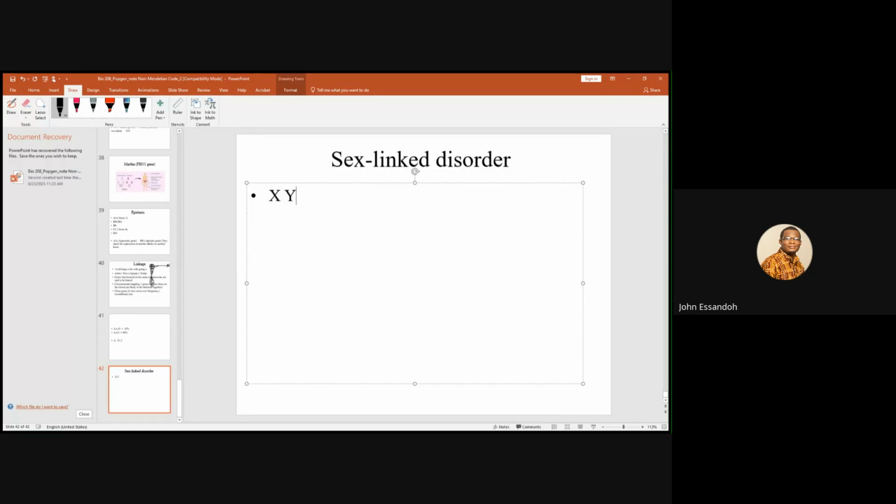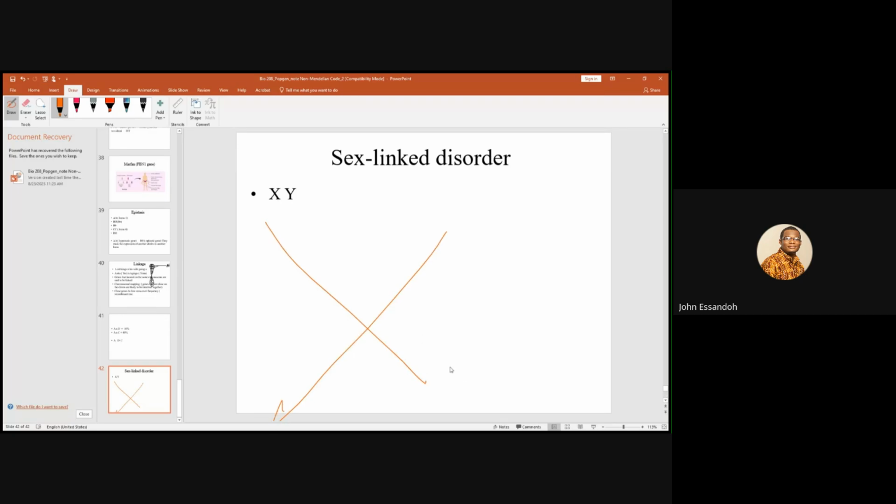Now, look at the size of the X and Y that I'm going to draw. X is as big as this, and look at the size of Y. The Y is very small like that. So when there are so many things on the Y, there's no counterpart on the X chromosome. The Y chromosome is very, very small, but the X chromosome is very, very big.